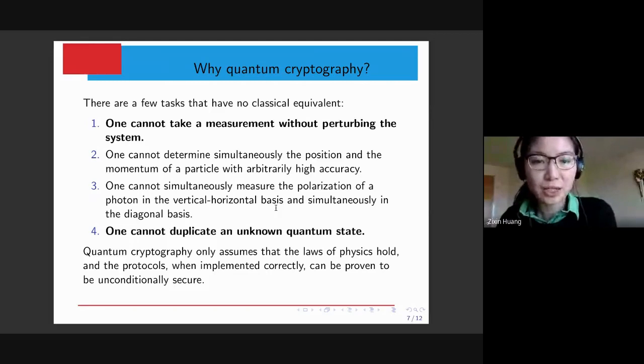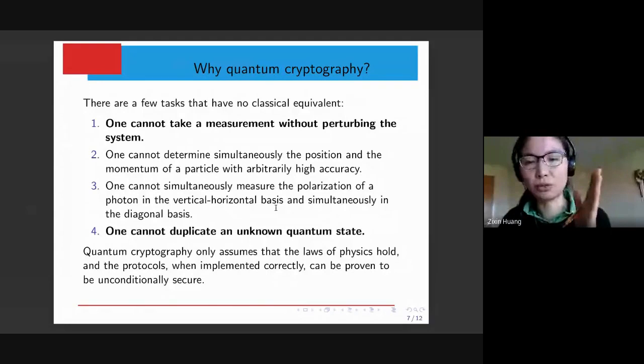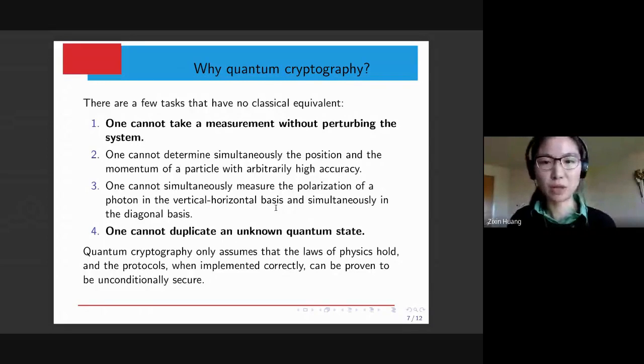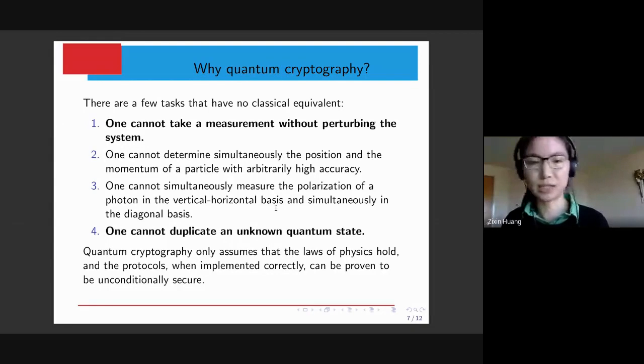And number 4, one cannot duplicate an unknown quantum state. This is also very important. It is basically saying that if I give you a quantum system and you have no prior knowledge of what it may be, say, if I don't tell you whether it's prepared in the horizontal, vertical, or diagonal basis, then you cannot duplicate that, and we'll give a proof later in this lecture.